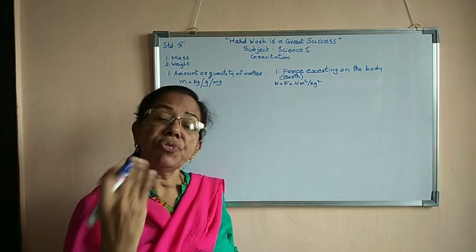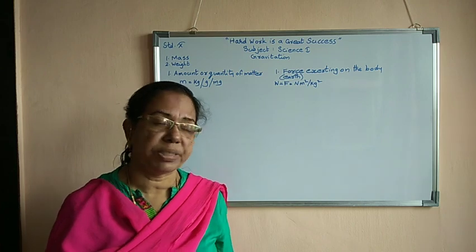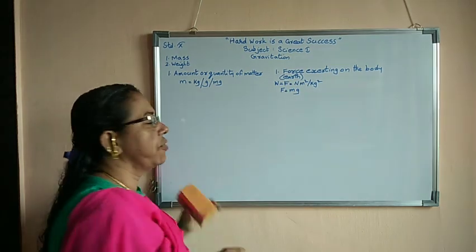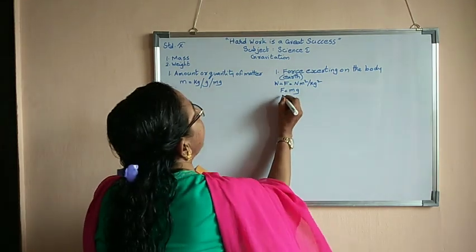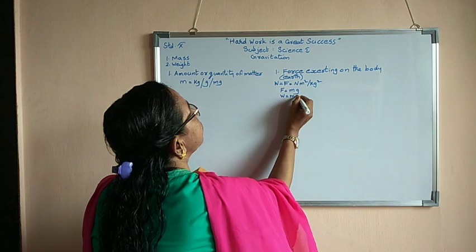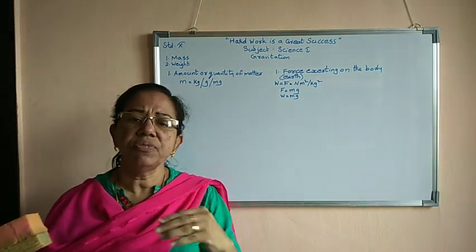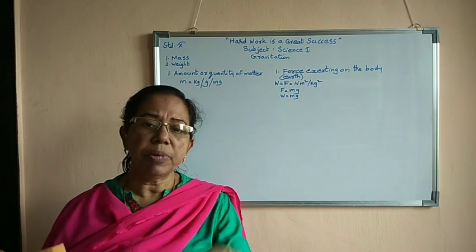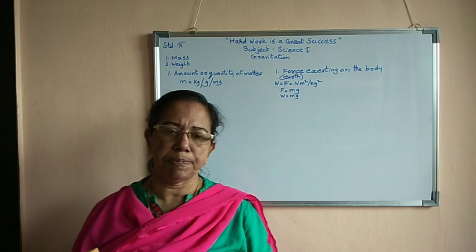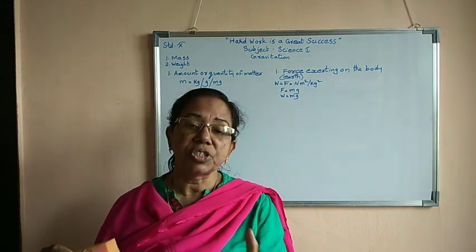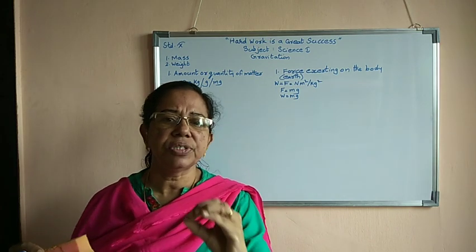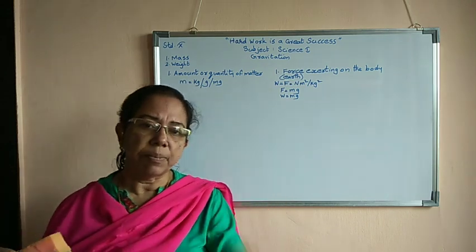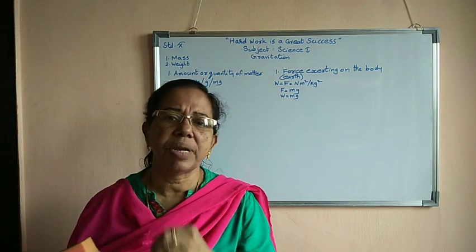Now how do we find out the force of an object? For finding the force of an object, we have one formula, that is mass into gravitational acceleration. The same formula is applicable in case of weight also. So for finding the weight of a body, we can use the equation W is equal to mass into gravitational acceleration. Weight as well as force is the same. What is that? W is equal to F. The same formula we can use for both.